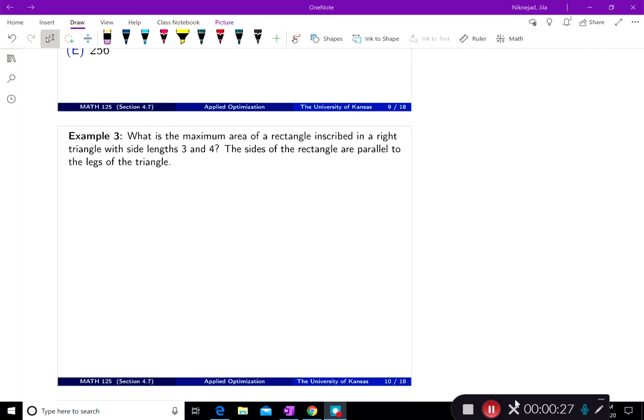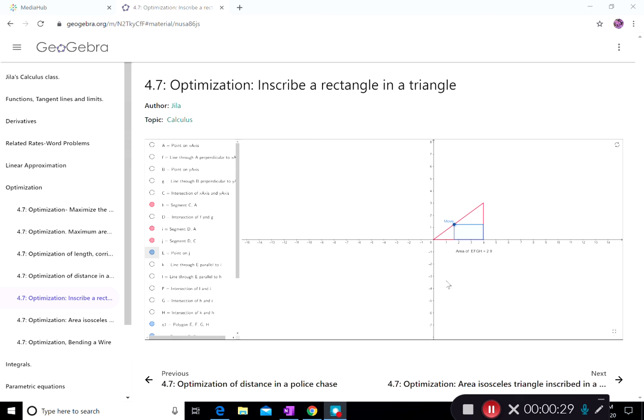So what is the shape of this? The sides of the triangle are 3 and 4, and the sides of the rectangle are parallel to the two legs of the right triangle. Look at this. If I move through all the different rectangles that you can get, you can see that somewhere in the middle the area of the rectangle is the largest, and toward the ends it gets smaller and smaller: 0 at the very end, 0 at the other end.